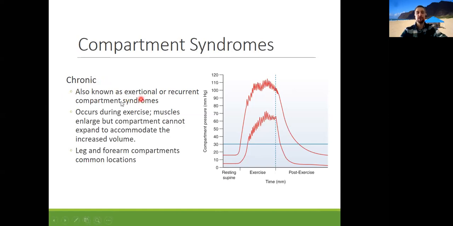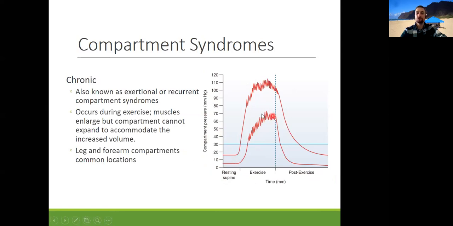Some people, they go for a run, right? Exertional compartment syndrome. They go for a run and they start to feel pressure build up on their legs. So here we see two people. So obviously this person, right? This is the amount of time they're exercising. And this is the pressure. Remember, that's millimeters of mercury.